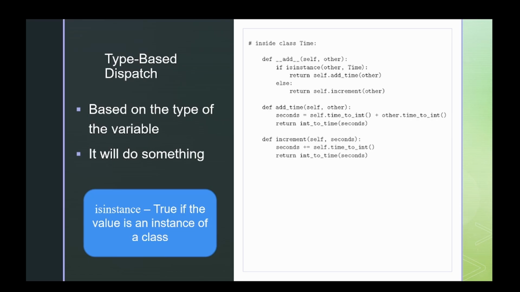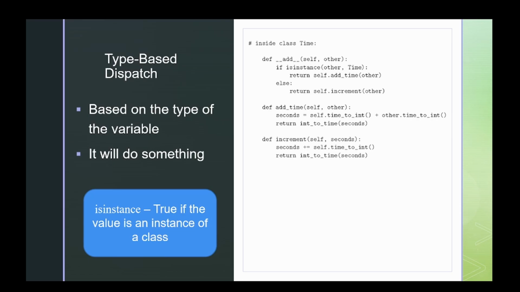So here I have two methods, one called add time and one called increment. Add time is going to take two time objects and add them together, whereas increment is going to take a time object and add an integer to it. Now, if you look at my __add__, my overriding function for the actual plus sign symbol, it says if isinstance is a time, add the time, otherwise add increment. So built into that method, I can either add two time objects or I can add a time object with an integer.